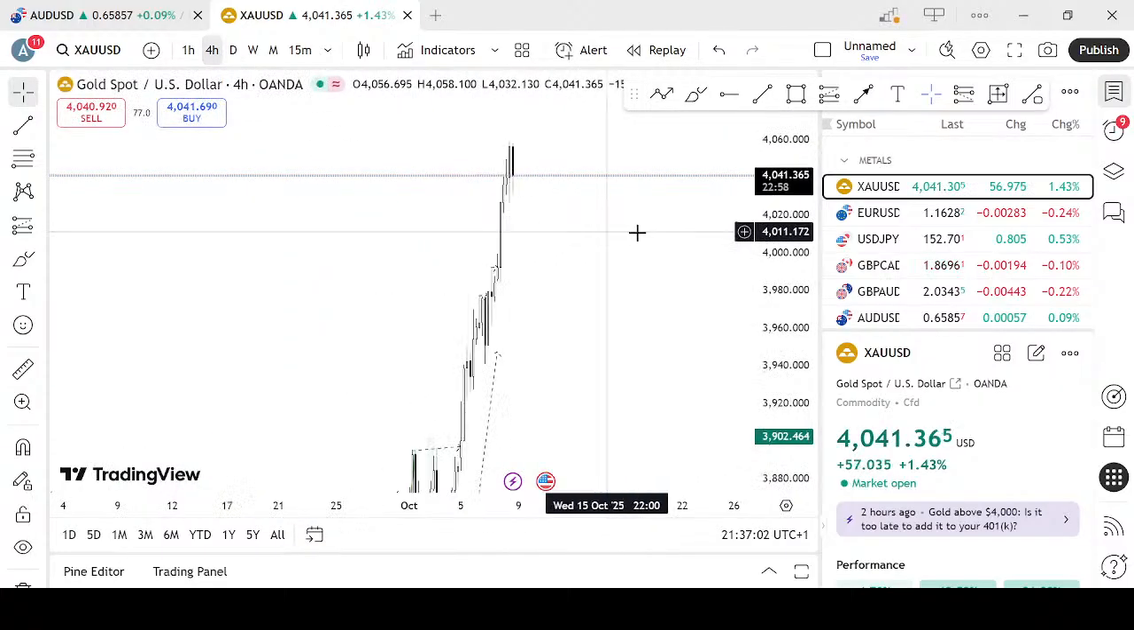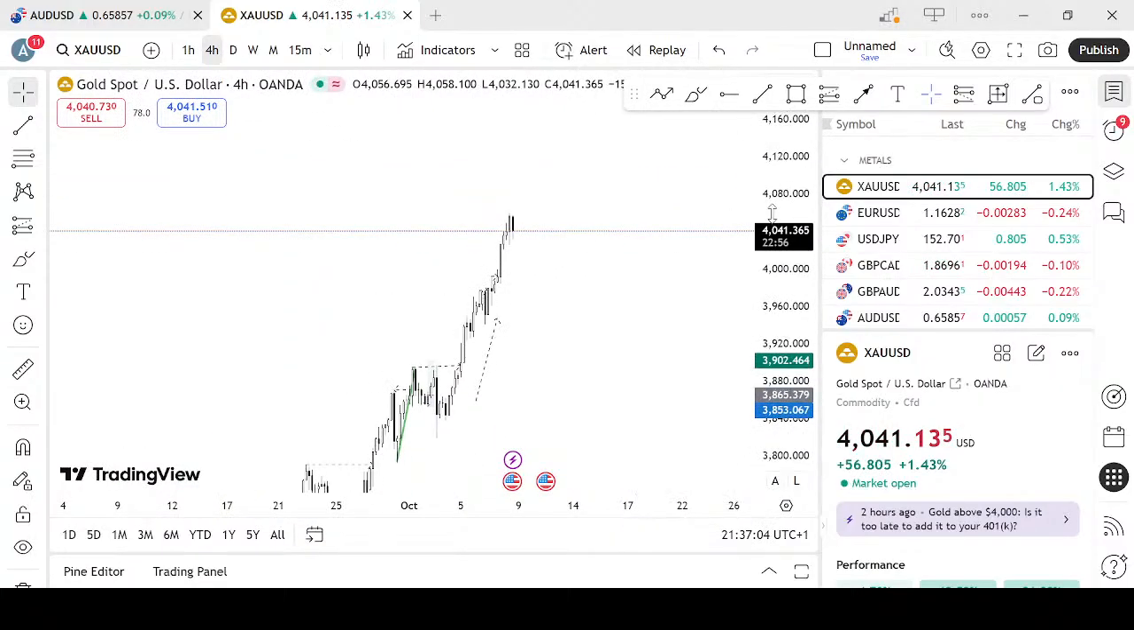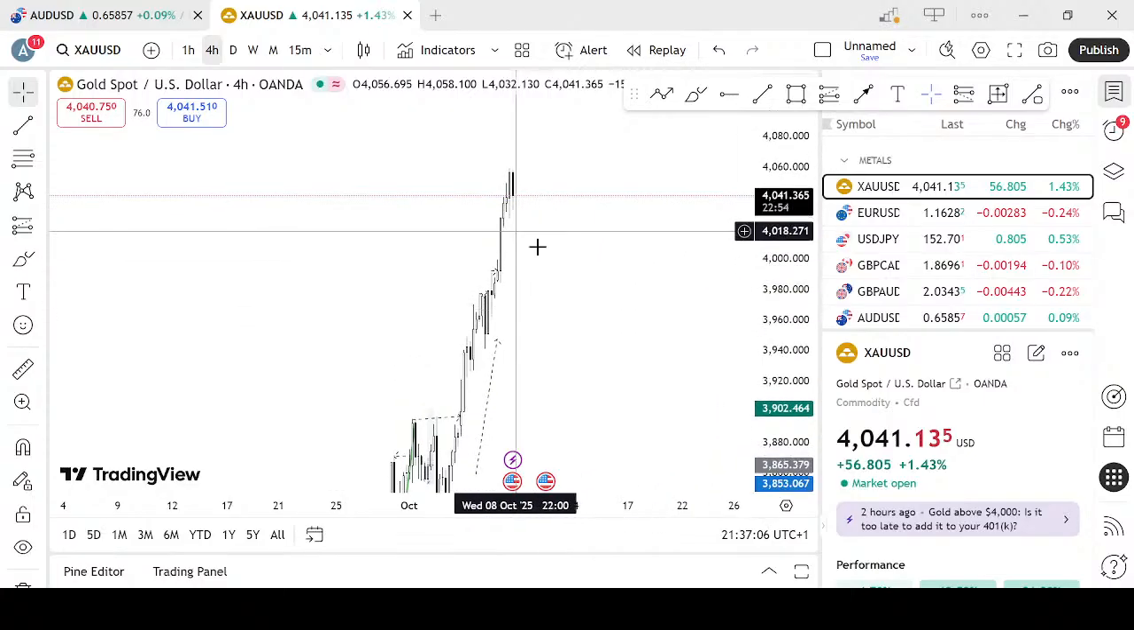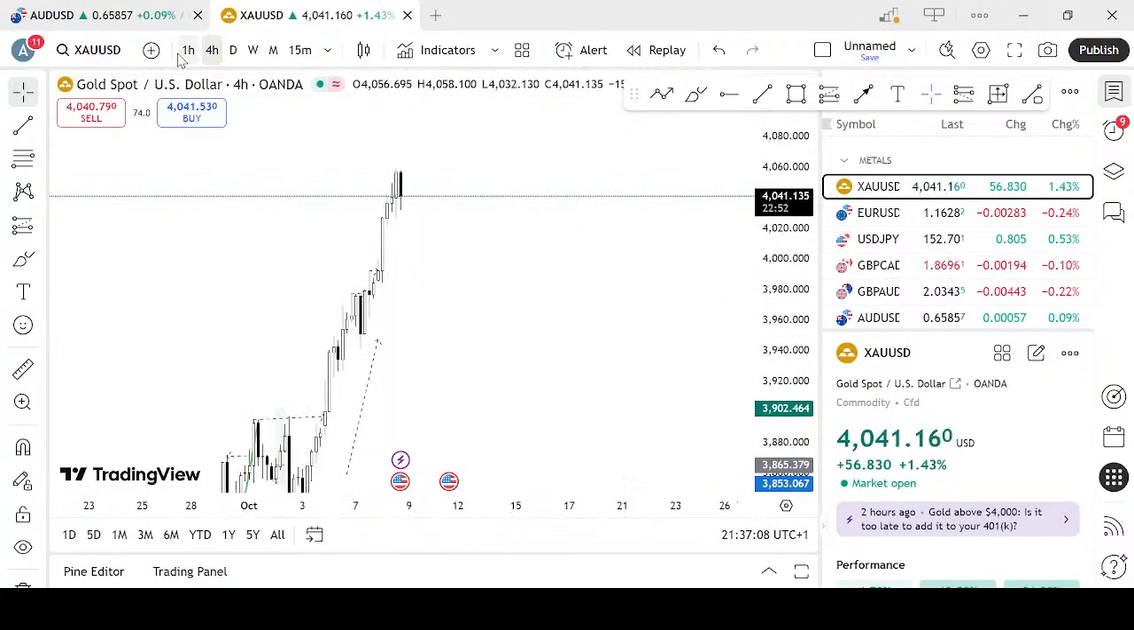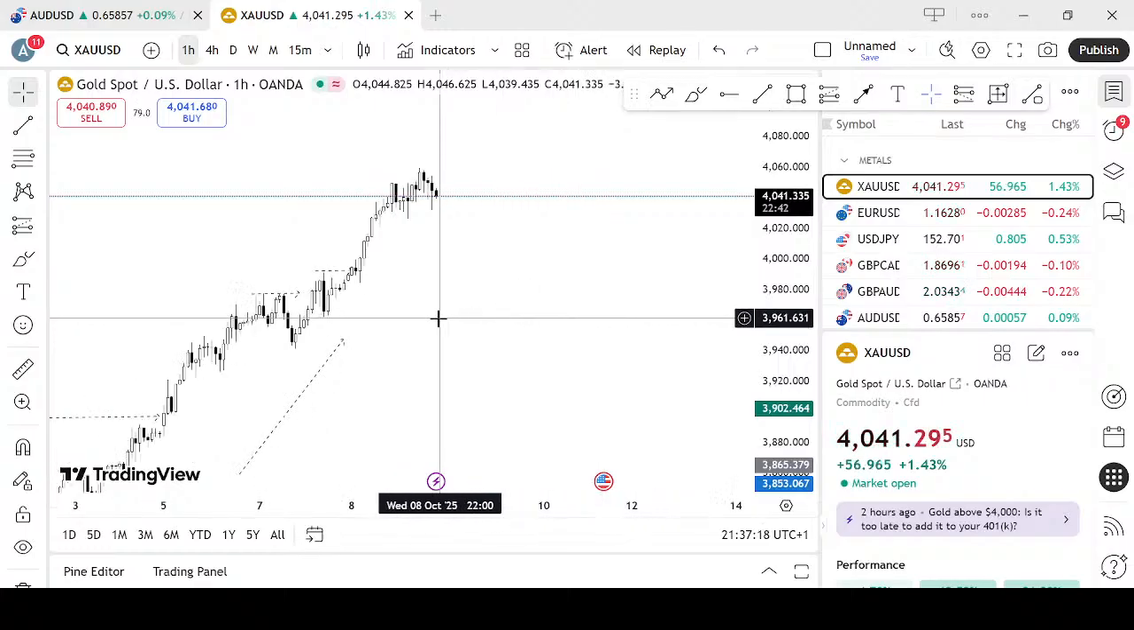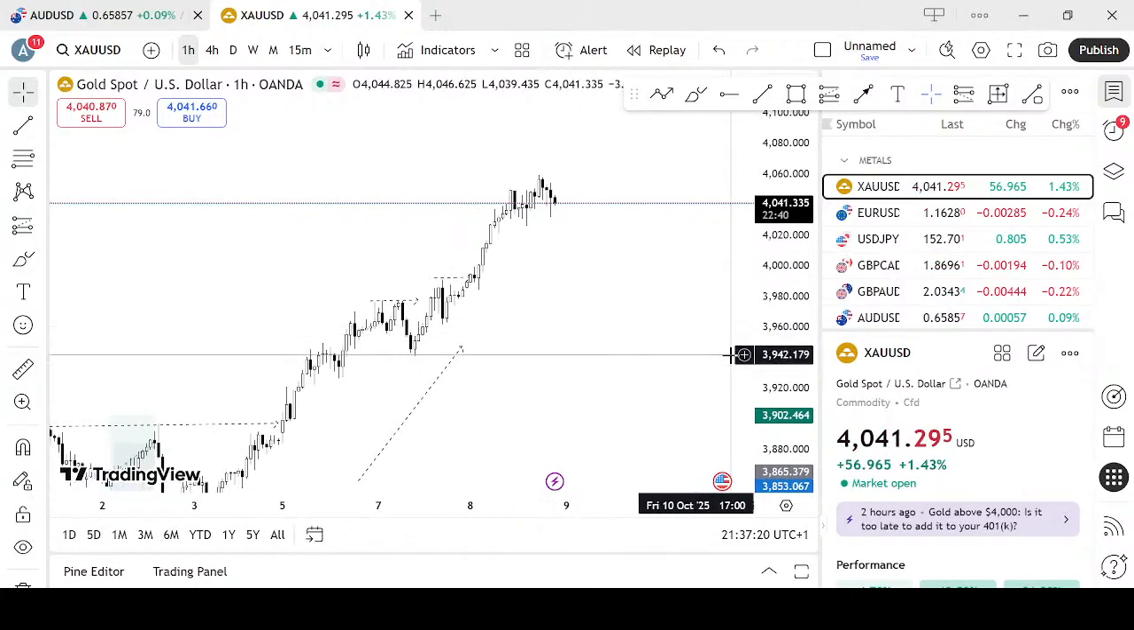From the 4 hour, we can see we have these big bullish candles forming. But the network is kind of slow a little. Yeah, and there seems not to be any entry here.